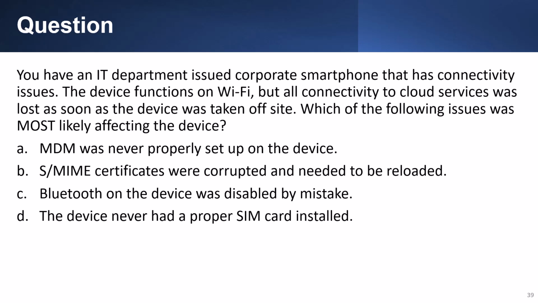Question: you have an IT department issued corporate smartphone that has connectivity issues. The device functions on Wi-Fi, but all connectivity to cloud service was lost as soon as the device was taken off site. Which of the following issues was most likely affecting the device? Answer: the device never had a proper SIM card installed.